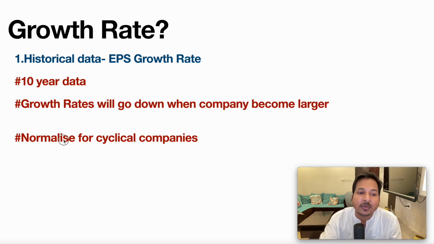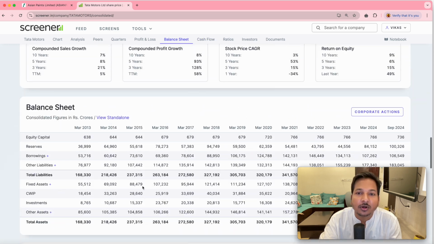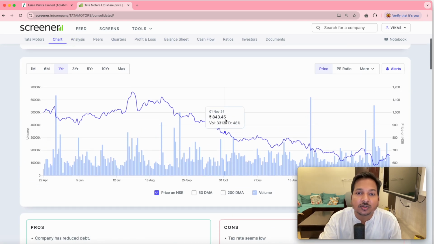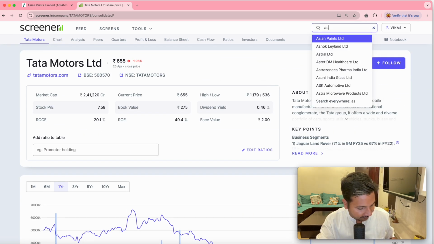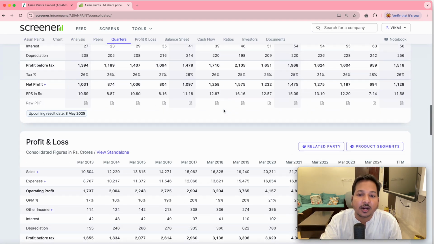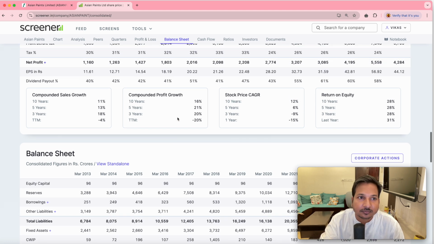And always normalize for cyclical companies, like I showed you in the Tata Motors example. For Tata Motors, if you see the 10-year growth rate, it is only 3%, whereas over 3 years it is showing 15%. So always take the 10-year data, how a company is doing in a 10-year time frame. Suppose for Asian Paints you want to see, in screener.in you come and see the 10-year data, 12% growth rate. This should be the number you take.